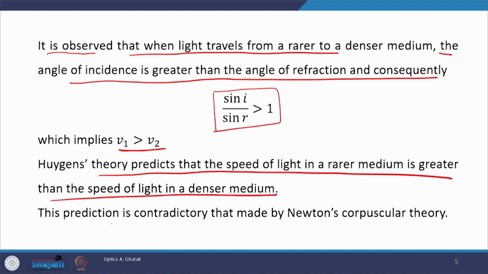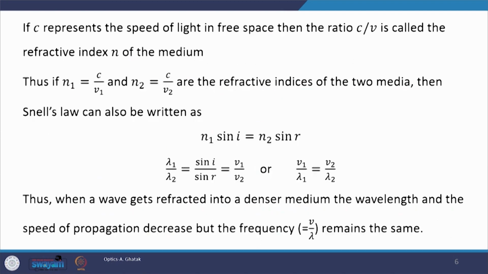This prediction is contradictory to that made by corpuscular theory, and the prediction made by Huygens theory is correct. It turned down Newton's corpuscular theory. Newton's corpuscular theory failed here, and Huygens principle correctly predicted the relative speed of light, or the relative speed of the wave, in different kinds of medium. If a medium is denser, the light will propagate slower there.